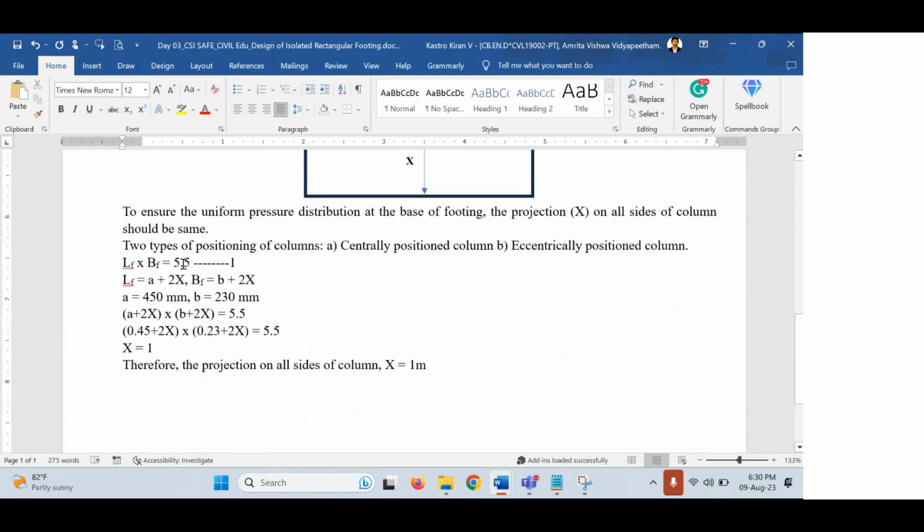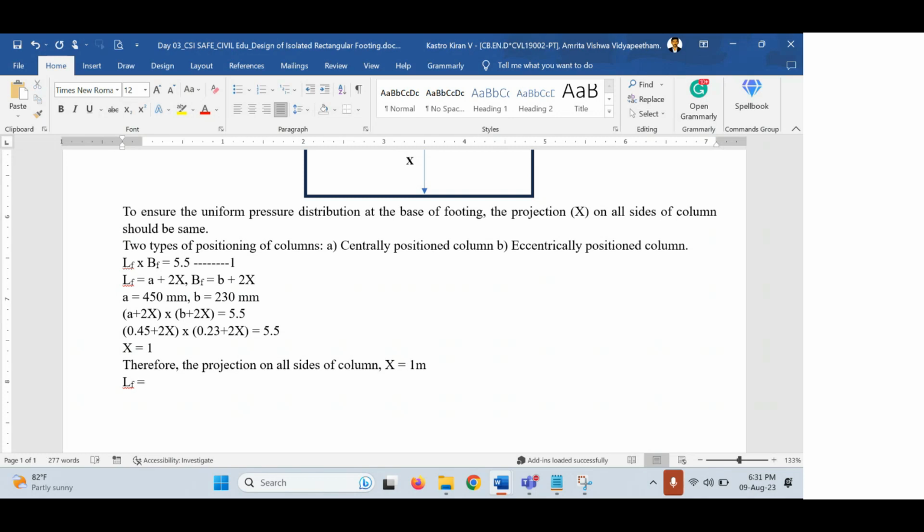Now we got the value of x, which is 1 meter. From this, can we find the length of the footing and width of the footing? Yes, we can. Because we know the value of A, we also know the value of B, and we know the value of x, which is the projection, 1 meter. Just substitute the values of A, B, and x in the LF and BF equations, and you will end up with the length of the footing and width of the footing.